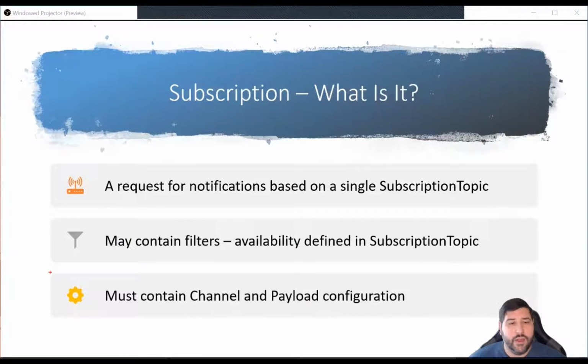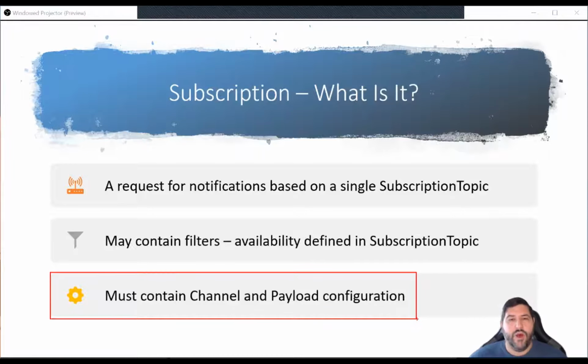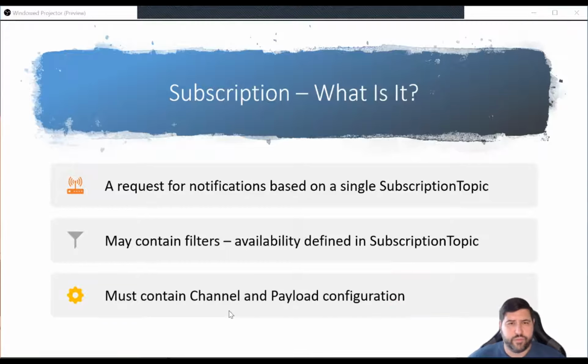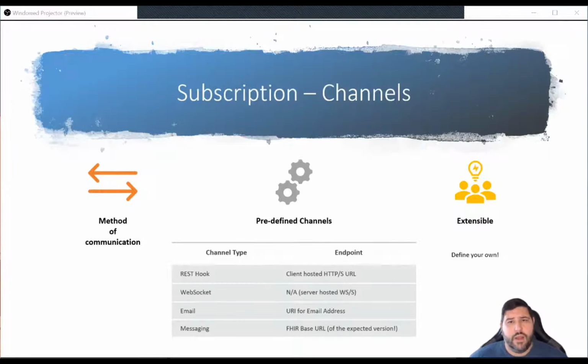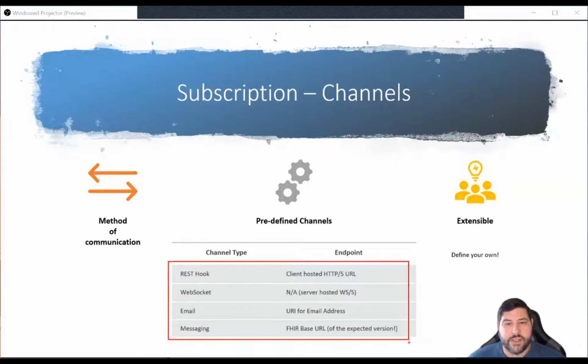The other part is kind of the what and the how. So the what is the payload configuration and the how is the channel information. Again, the channels are just methods of communication. So there's two parts. First are the predefined ones that we've added to the standard and clearly defined, but then we also did leave it extensible. So for instance, here we have the four that are predefined: REST hook, WebSocket, email, and messaging.